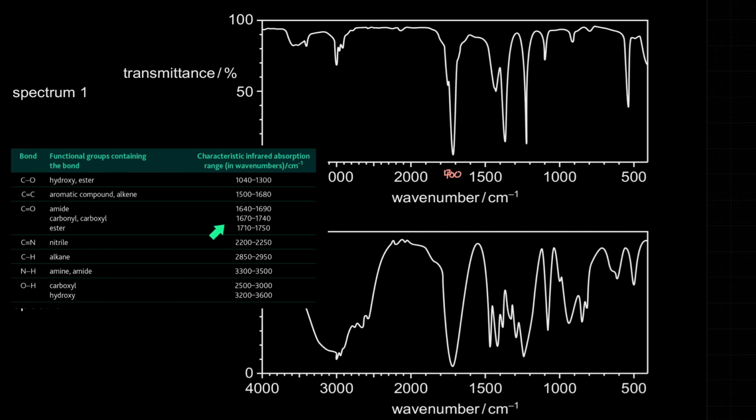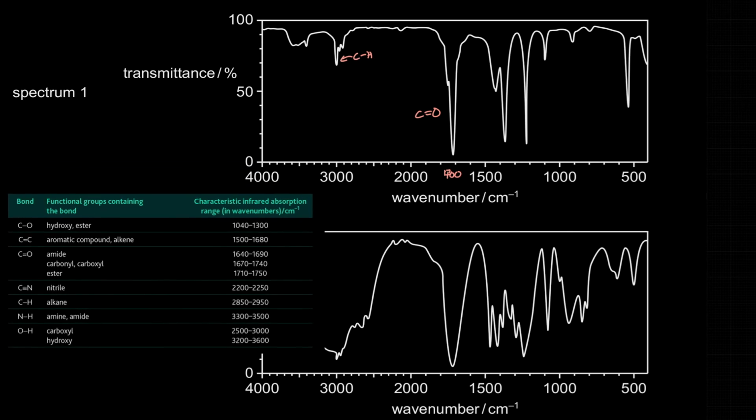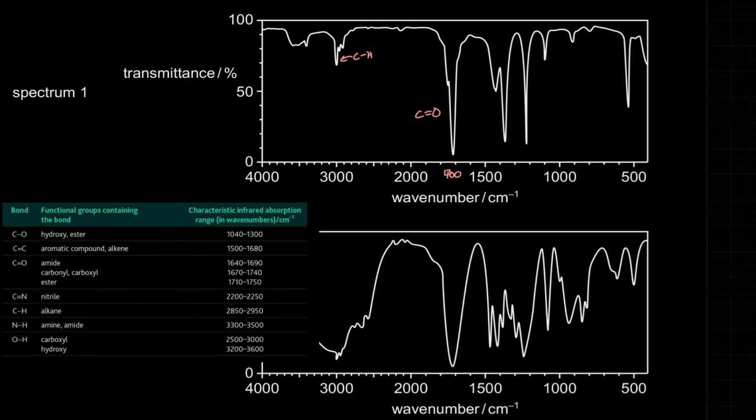It has a C=O bond. And we can clearly see the CH as well. That is this peak over here, around 2800, 2900, 2950. That's this range over here. Now the next one that we have is the next spectrum.